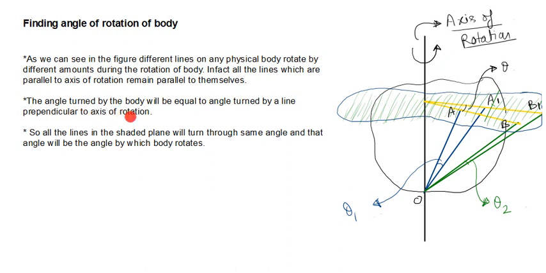The angle turned by the body will be equal to the angle turned by a line which is perpendicular to the axis of rotation. So this line, which is the yellow color line, will rotate by a certain amount, and that amount of rotation will be the angle by which the body is rotating about this fixed axis. In fact, any line on this plane, this shaded plane, which is perpendicular to the axis of rotation, will rotate by the same amount, and that amount is equal to the angle by which the body has rotated about this fixed axis of rotation.